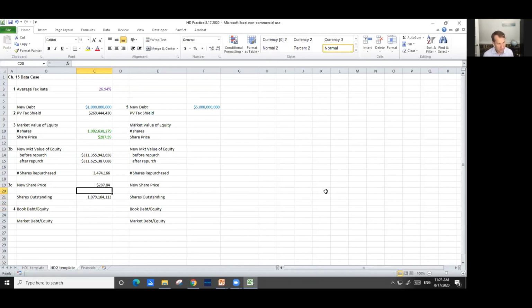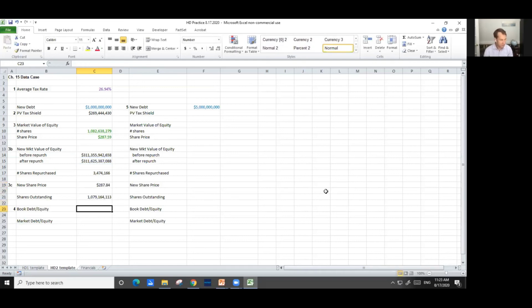But the main thing here is that share price. It basically shows you that the share price will be higher because the value of the tax shield will be included in it.